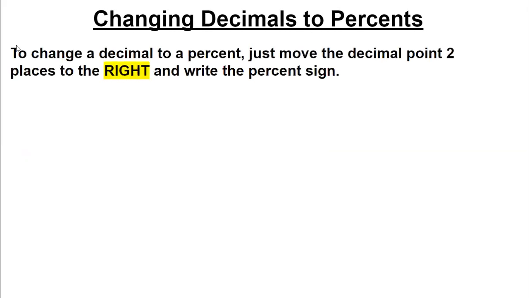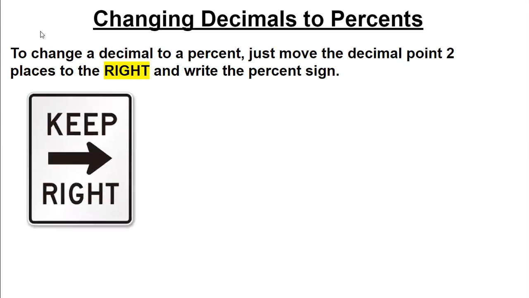Okay, welcome back. Let's talk about changing decimals to percents. To change a decimal to a percent, you just move the decimal point 2 places to the right, and then you write the percent sign.